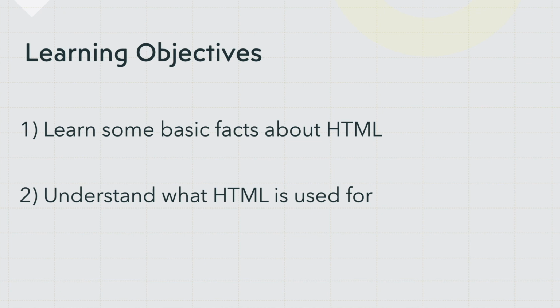So the learning objectives for lesson number 1 are: 1. Learn some basic facts about HTML, and 2. Understand what HTML is actually used for.